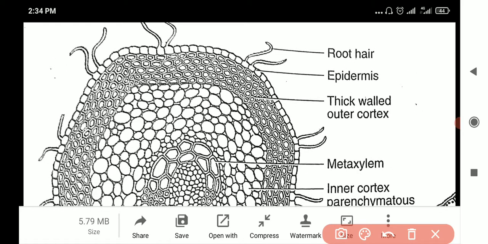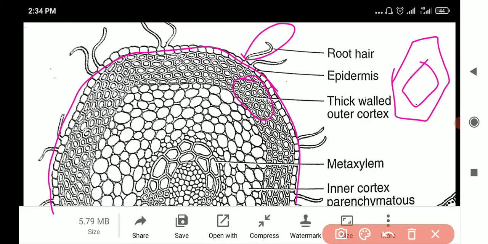So here these are the root hairs. Then there is one layer of epidermis. Okay, it continues till the lower. Then you have a thick walled outer cortex. See these cells? The cells which appear like this mean it is a very thick wall. It means the cytoplasm and nucleus are all inside. The wall is very thick.